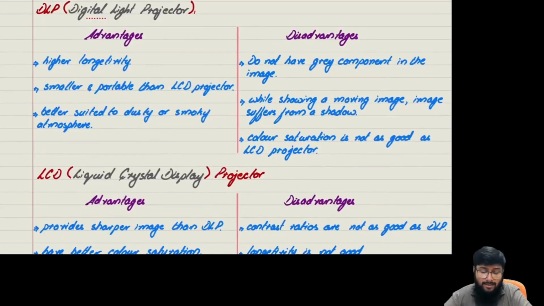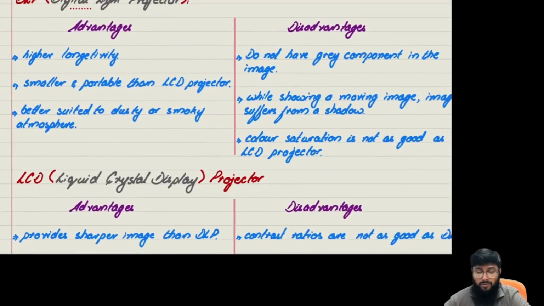LCD projector, what are the LCD projectors? They actually have a small LCD within them, and with the help of the lens they maximize that image. LCD projectors are quite expensive, and the maintenance cost is also quite expensive. Now when it comes to the advantages of the DLP projector, they have a higher longevity, are smaller and more portable than LCD projectors, lighter in weight, and more suited to any sort of environment.